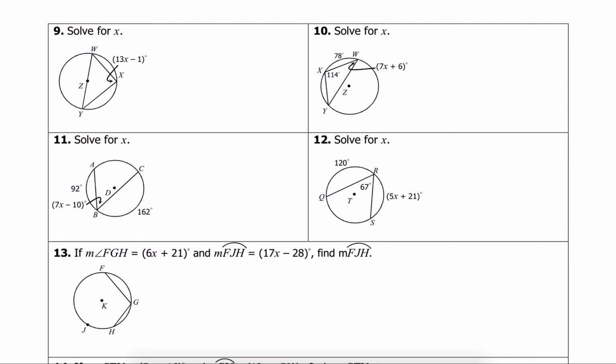Okay. For number 9, we see that this angle opens up to this diameter in a semicircle. So we know that this angle has to be 90. So I'm going to set up 13x minus 1 equals 90. So when I add 1 to both sides and divide by 13, I get x equals 7.